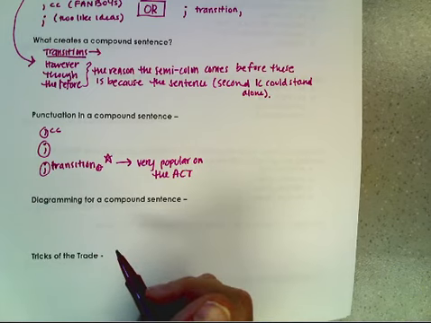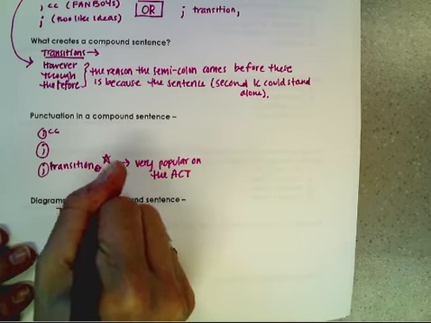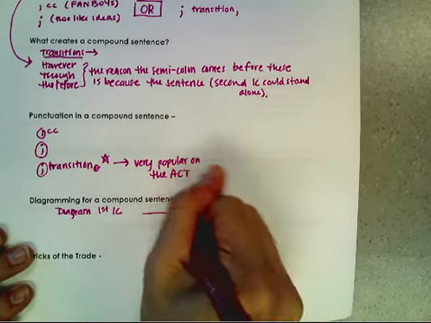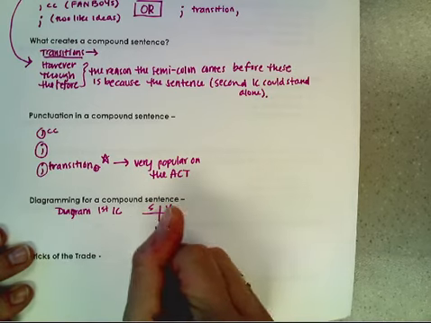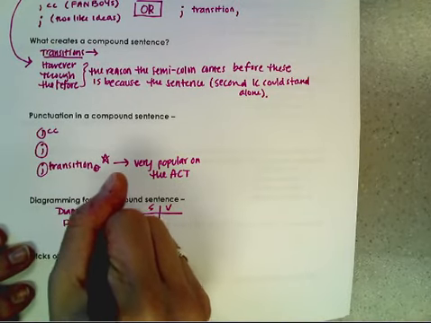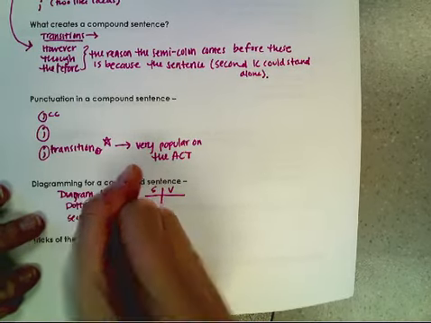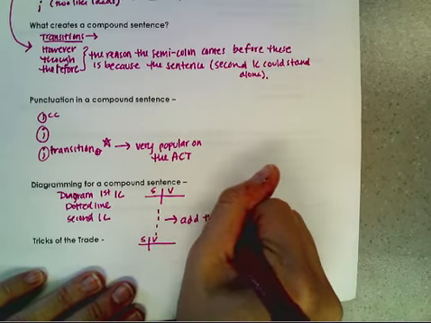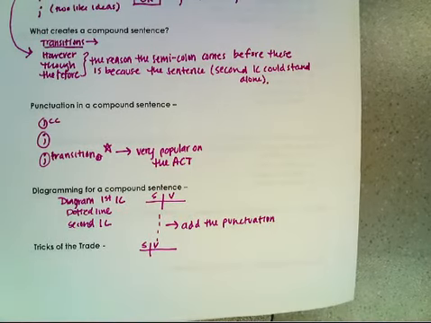So the way that you diagram a compound sentence is you are going to diagram the first independent clause separately. So you might have subject and verb, and then with a dotted line, you're going to connect it to your second independent clause. Okay? And that should be review. I would also add the punctuation too. And guys, this is something you can do on the ACT.